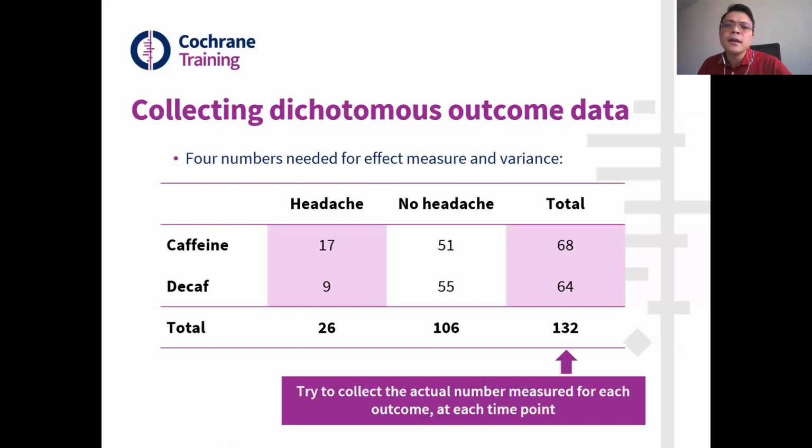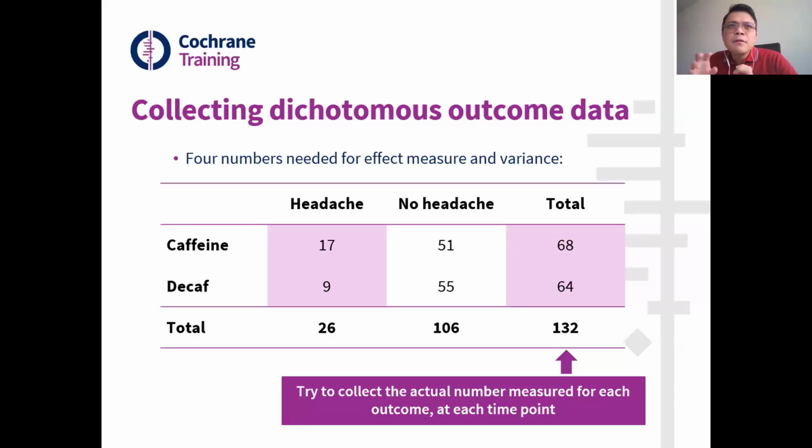When we are collecting dichotomous data from the studies, try to collect the actual number measured for each outcome at each time point. This is important because some studies would have multiple follow-up periods, and at each follow-up, the number of participants might differ due to loss to follow-up or some other reasons. And this is related to the issue of intention to treat versus per protocol analysis, which I believe will be covered in a later session.